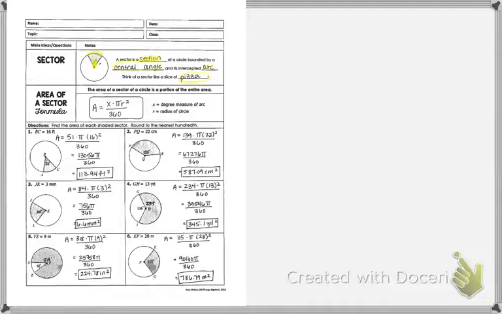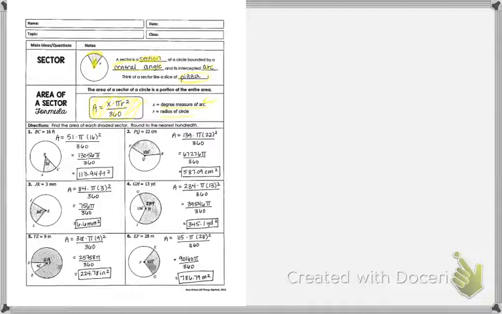Well, what's important now is this formula that we have here. Area of a sector: the formula is x times pi r squared over 360. X is going to be your degree measure of the arc. R is always going to be your radius. Okay, so let's move on to some of these problems. Some of these are going to be basic.